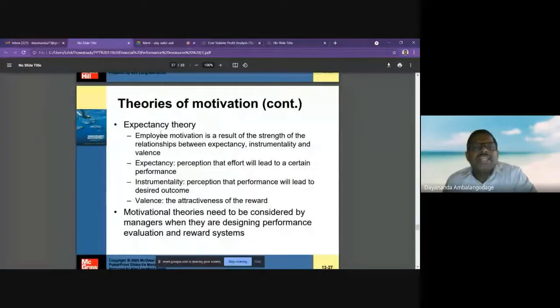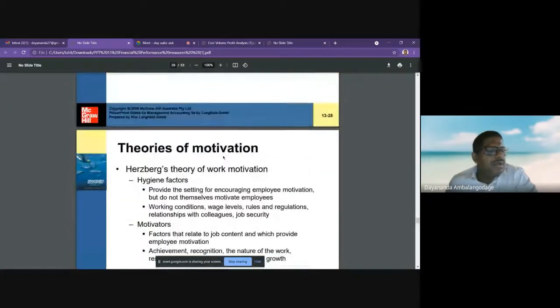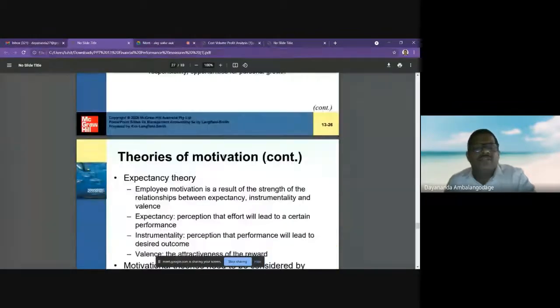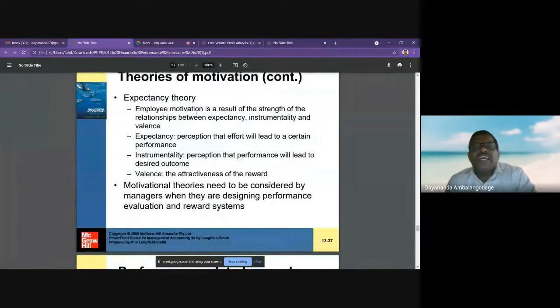Theories of motivation. Expectancy theory. Employees' motivation is a result of the strength of the relationship between expectancy, instrumentality, and valence. There are three concepts in theories of motivation under expectancy theory. So earlier we talked about the Herzberg theory. Now we are discussing expectancy theory. So there are three concepts: expectancy, instrumentality, and valence.